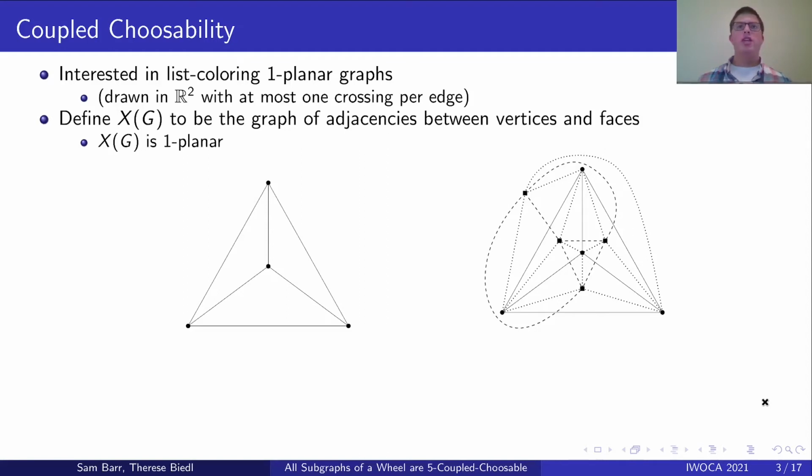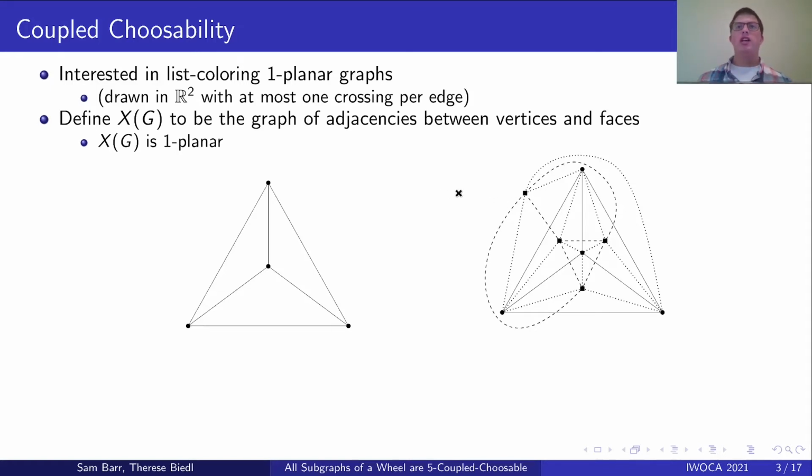For a planar graph G, we define x of G to be the graph of adjacencies between the vertices and faces of G. Here on the left we have the complete graph K4, and on the right we have x of K4, where the round vertices and solid edges represent the original graph. The square vertices and dashed edges represent the faces of K4 and the adjacencies between those faces. And we also have dotted edges to represent adjacencies between faces and the vertices which lie on the boundary of that face.